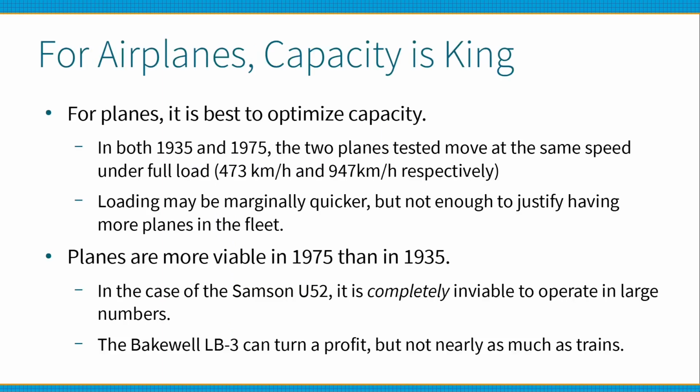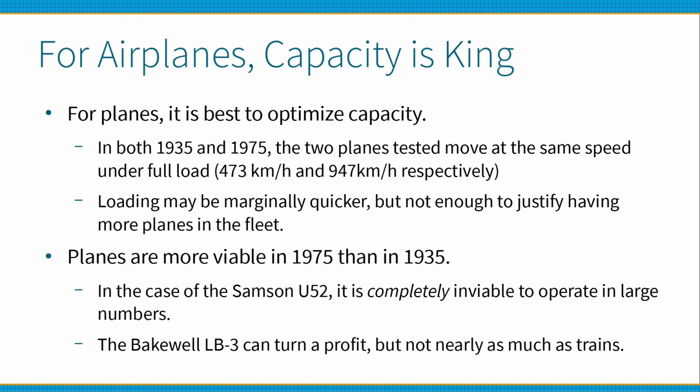So, what does this all mean? Well, first of all, for airplanes, if we use airplanes, we want to optimize capacity. In every single test that we did, capacity was important here. And that means that loading, even though it might be marginally quicker, is not enough to justify having more planes initially in the fleet, which is kind of an interesting observation. You wouldn't necessarily send a 747, for instance, to a regional airport, not for hauling passengers anyway.